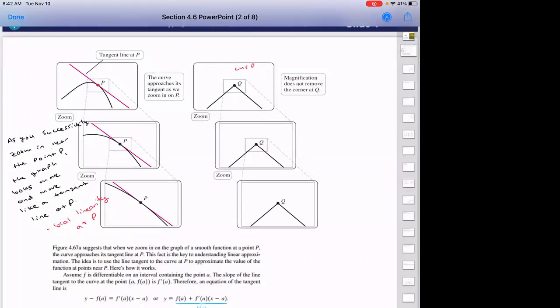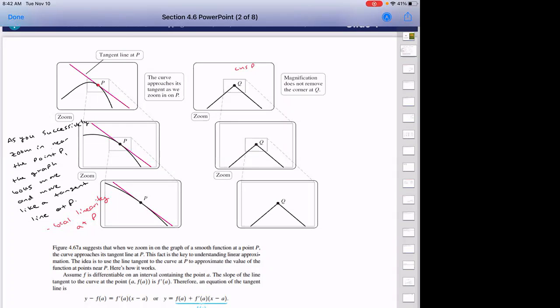Okay, now I have a question, please. Is that the reason why magnification doesn't remove the corner at Q? Is that just because it's a point, not a slope or anything like that?